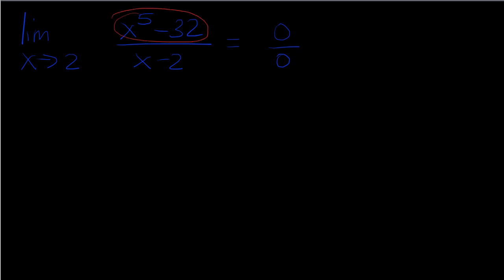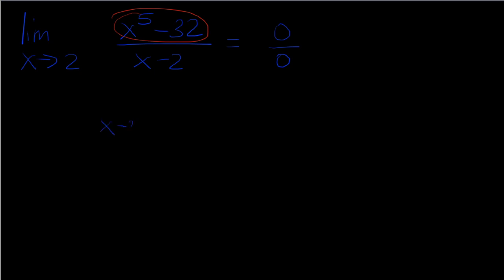Let's begin. We have the limit as x approaches 2 of x to the fifth minus 32 over x minus 2. The first step is to plug in x equals 2, and we get 0 over 0. I want to manipulate the top expression so that I can have an x minus 2 outside and some other factor next to it. So for this one, I'm going to use long division.